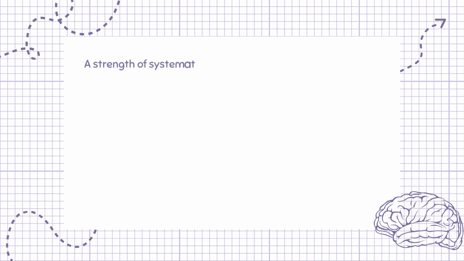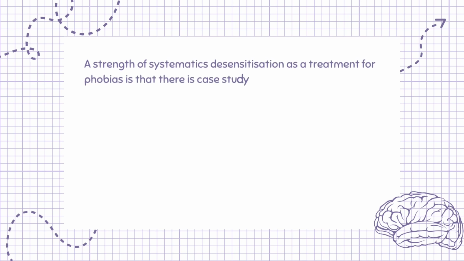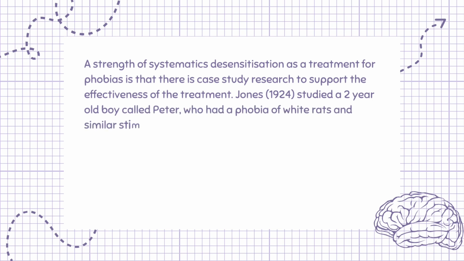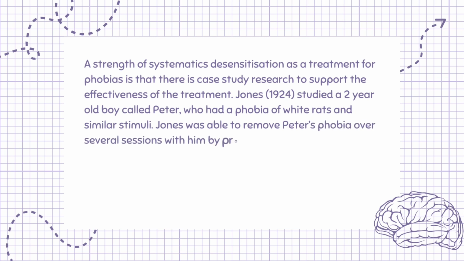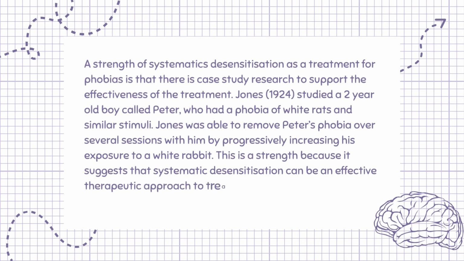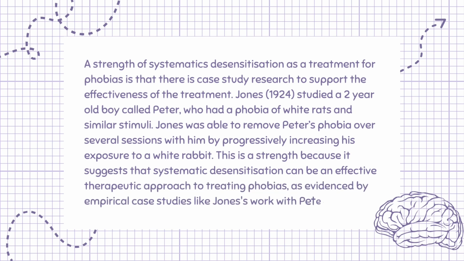A strength of systematic desensitization as a treatment for phobias is that there is case study research to support the effectiveness of the treatment. Jones, 1924, studied a 2-year-old boy called Peter, who had a phobia of white rats and similar stimuli. Jones was able to remove Peter's phobia over several sessions with him by progressively increasing his exposure to a white rabbit. This is a strength because it suggests that systematic desensitization can be an effective therapeutic approach to treating phobias, as evidenced by empirical case studies like Jones's work with Peter.